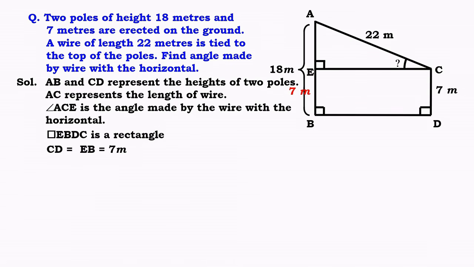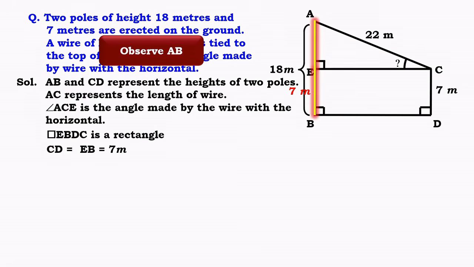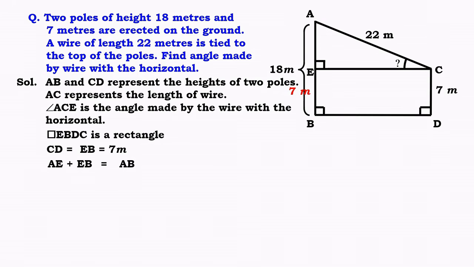Since CBDC is a rectangle, its opposite sides are equal. Therefore, CD is equal to EB, which is 7 meters. Also, AE plus CB is equal to AB. Substituting the values, AE plus 7 is equal to 18. Therefore, AE is equal to 11 meters.